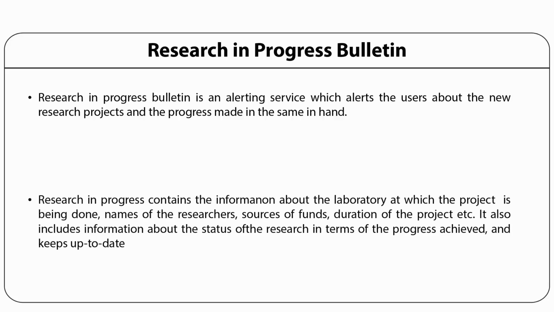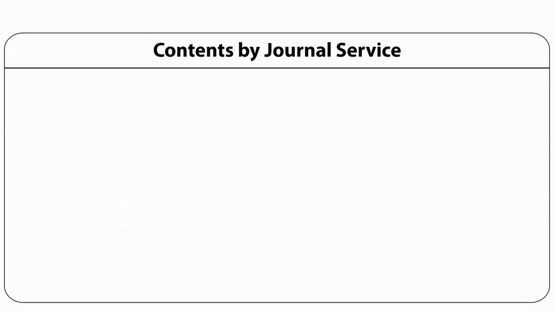Research in progress contains the information about the laboratory at which the project is being done, name of the researchers, sources of funds, duration of project, etc. It also includes information about the status of the research in terms of the progress achieved and keeps up to date.